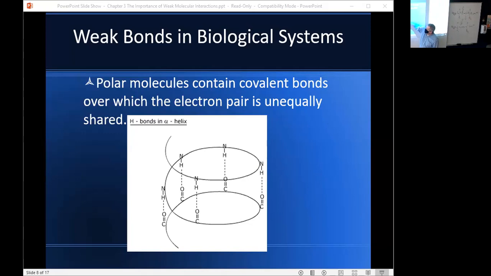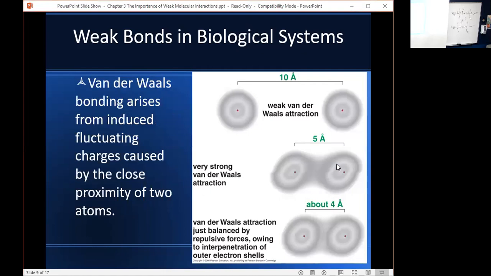And in fact, we just went over this in biochemistry yesterday, for those of you who are taking it. These hydrogen bonds helped us stabilize secondary structures in proteins like beta pleated sheets, and in this case, an alpha helix. Okay, so that was hydrogen bonding.